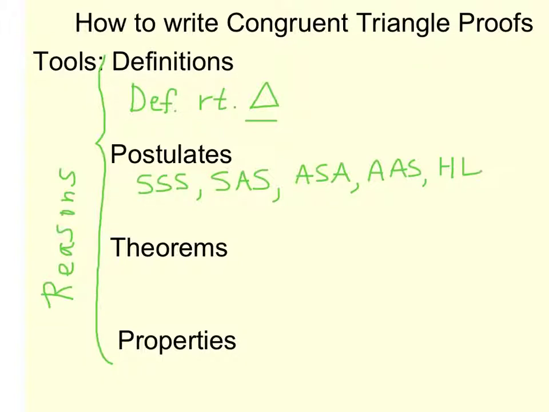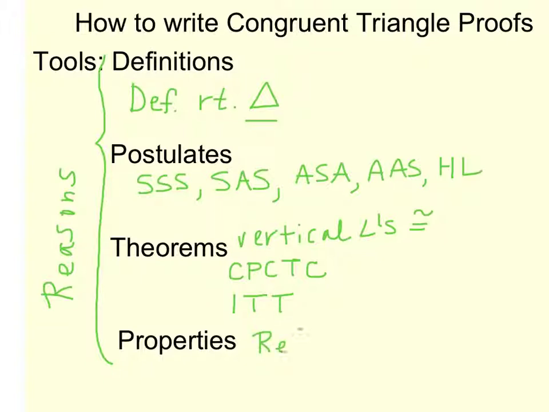be using. Theorems: anything from the theorem that says vertical angles are congruent, to corresponding parts of congruent triangles are congruent, to the isosceles triangle theorem. There are all sorts of theorems that we've already learned that we could put into place here. And then the properties. We used properties with our algebraic proofs. We won't use those properties necessarily with congruent triangle proofs, but we are going to introduce you today to a special property that we will need, and that is the reflexive property.